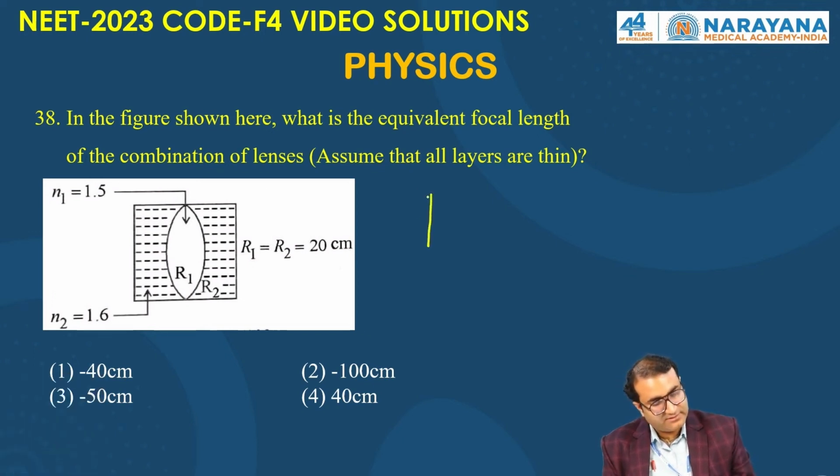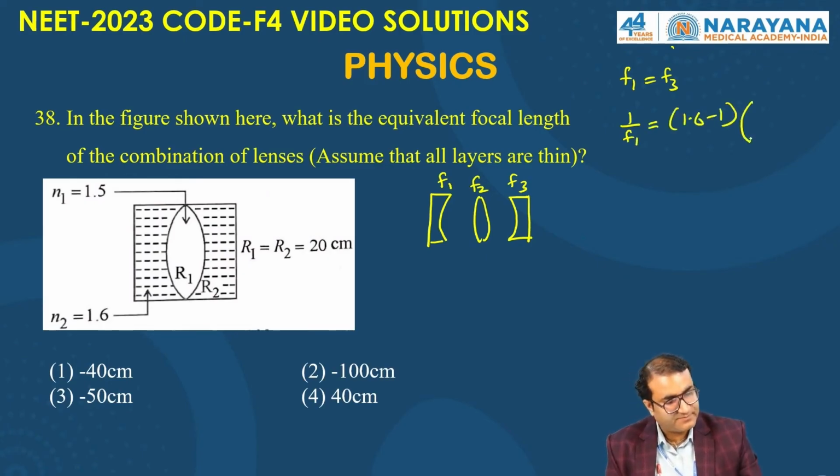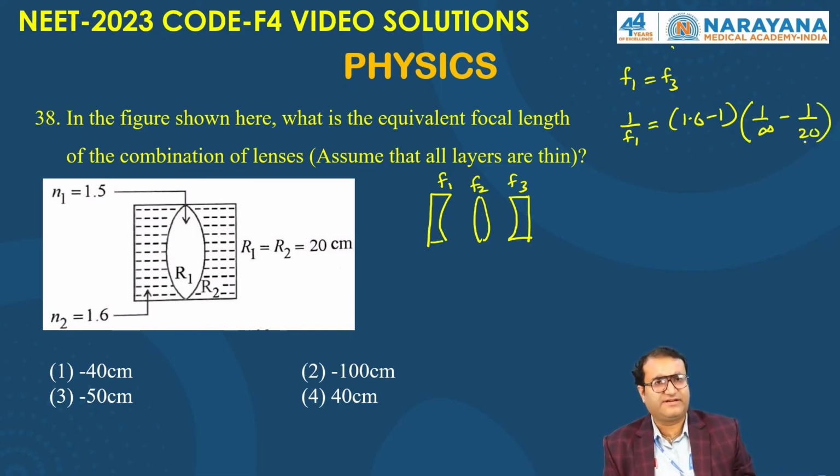We can see this lens, this lens, and this lens. Let us say this has focal length f1, this has f2, and this has f3. So we can write f1 is equal to f3, both are the same. So we can write 1 by f1 as 1.6 minus 1, into 1 by infinity minus 1 by 20. I am putting the values in centimeter, since after the formula of combination of lenses we'll get the answer in centimeter only. And this is 1 by f3 also, the same thing.